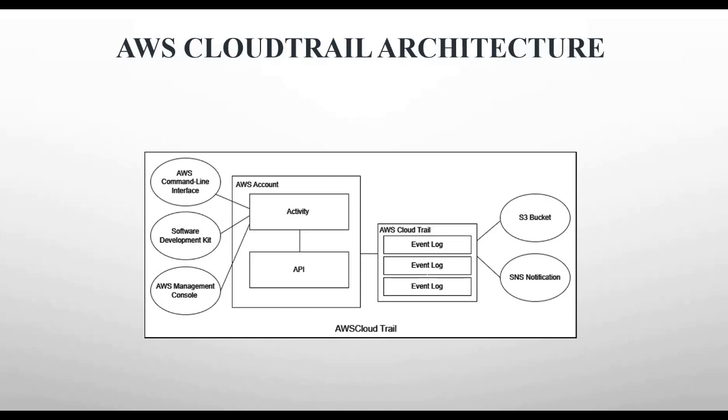The activities that we carry out in the AWS account can be carried out in a variety of ways. For instance, we can use the AWS CLI, the command line interface, the software development kit, or the AWS Management Console. We may use any method here. Whenever we execute an activity from the account, the backend API is called. When the backend API is called, an event is generated and the event log is saved in CloudTrail.